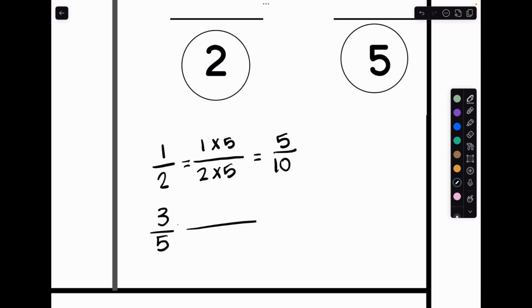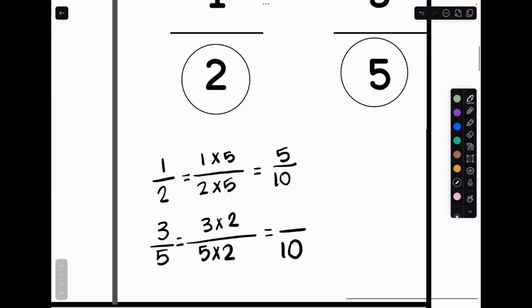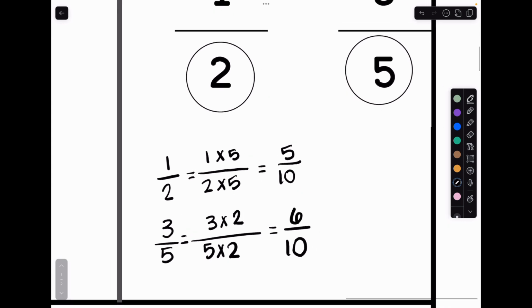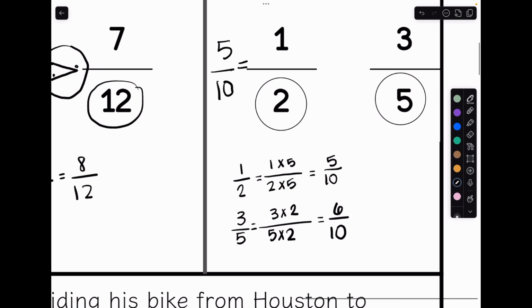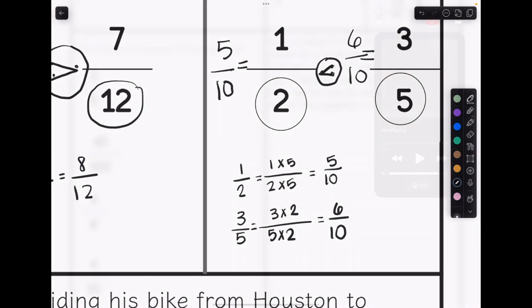And I'm now going to multiply 3 times 2 and 5 times 2 to still get my denominator 10. And 3 times 2 equals 6. Okay, so 1/2 is equivalent to 5/10. And 3/5 is equivalent to 6/10. So when I compare these two fractions, I know that 6/10 is greater than 5/10.